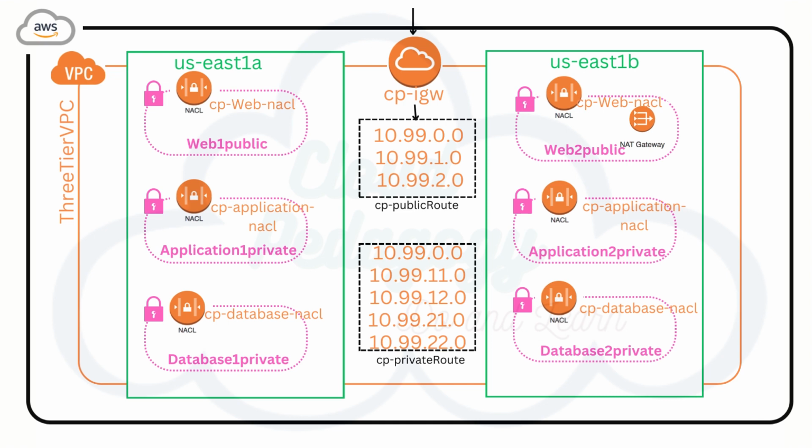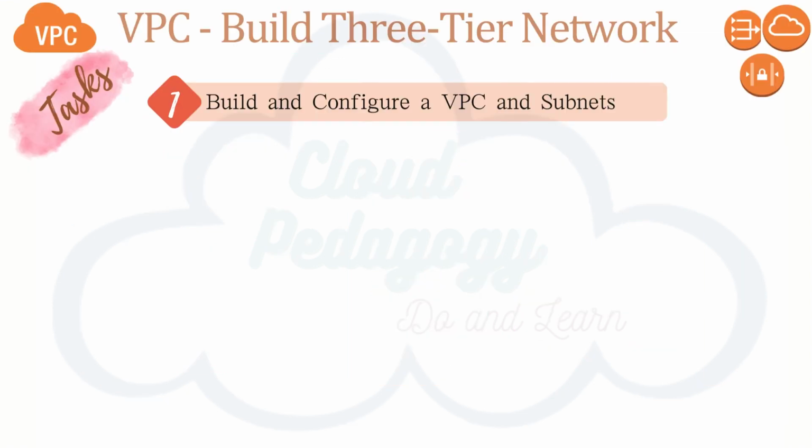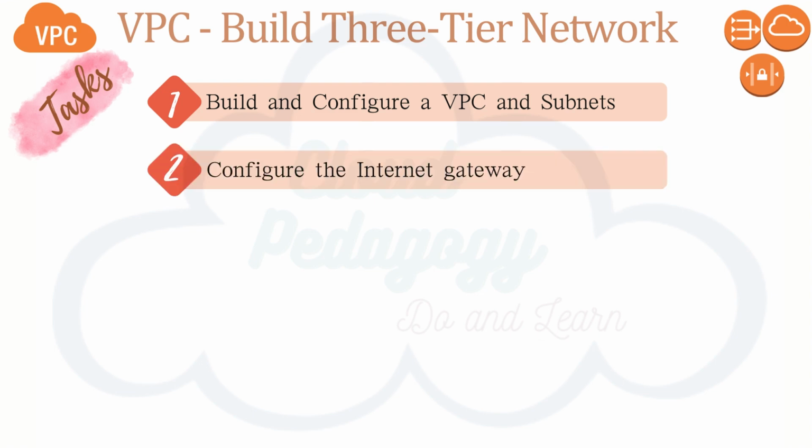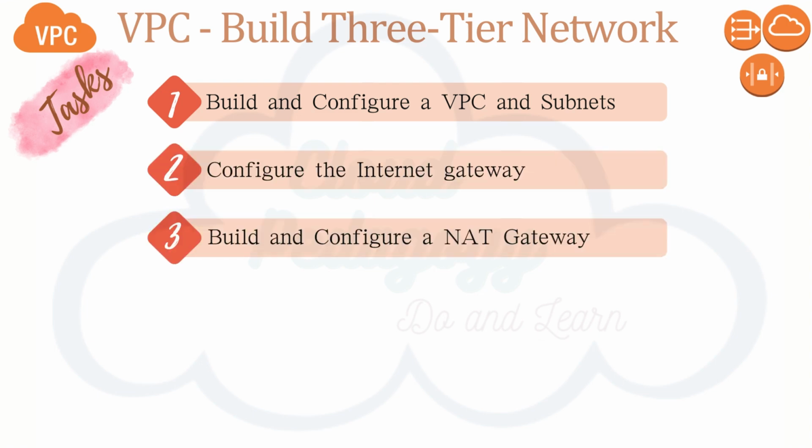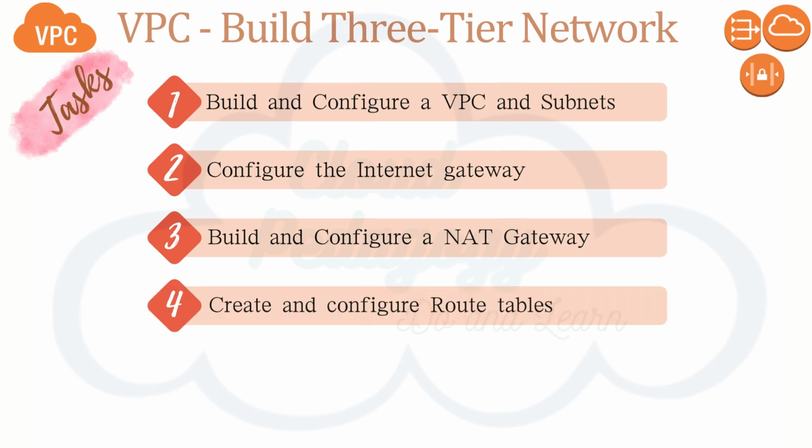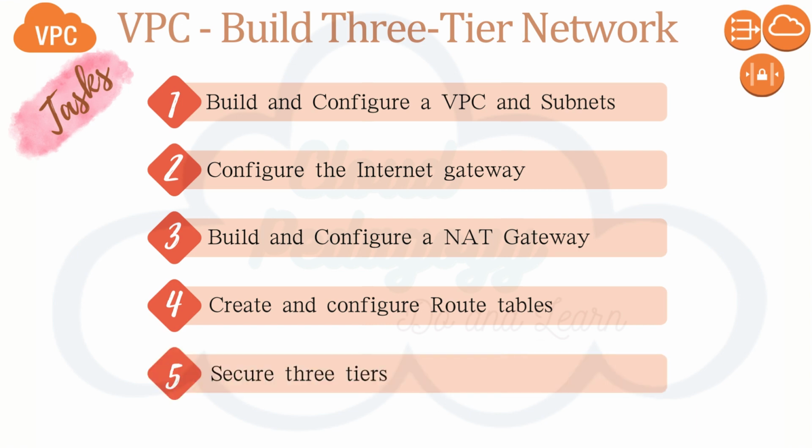So, why wait? Let's start with our tasks. In task 1, we will build and configure a VPC and subnets. In task 2, we are going to configure the internet gateway. Task 3, we are going to build and configure a NAT gateway. In task 4, we are going to create and configure the route tables. In task 5, we are going to secure all 3 tiers of our application. Let's start with task 1.